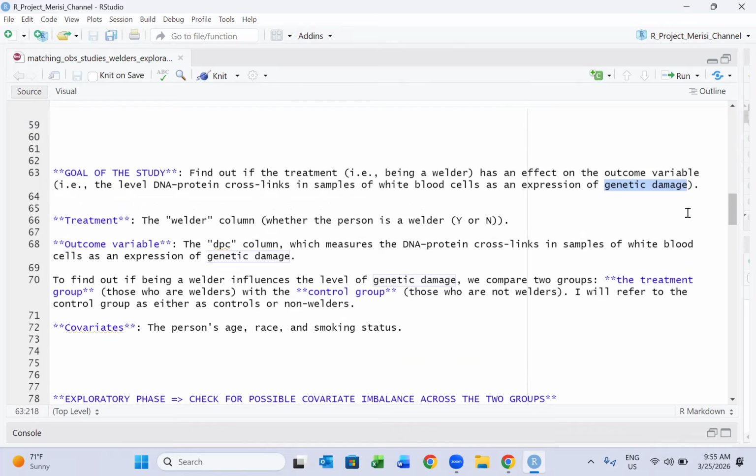Step number two is, if the observed covariates are actually unbalanced, we need to balance them by applying matching. And that's what I'm going to do in video number two.